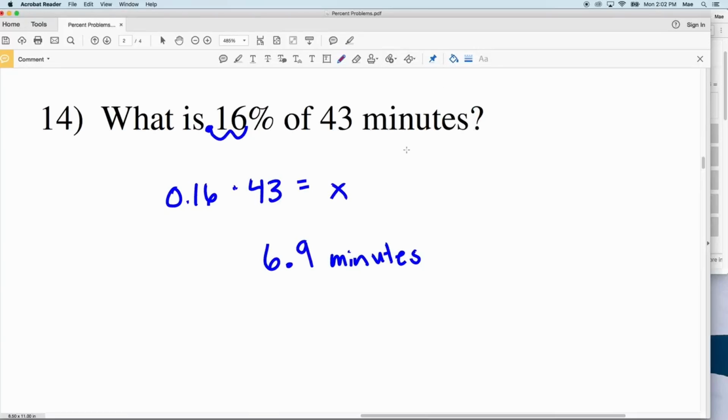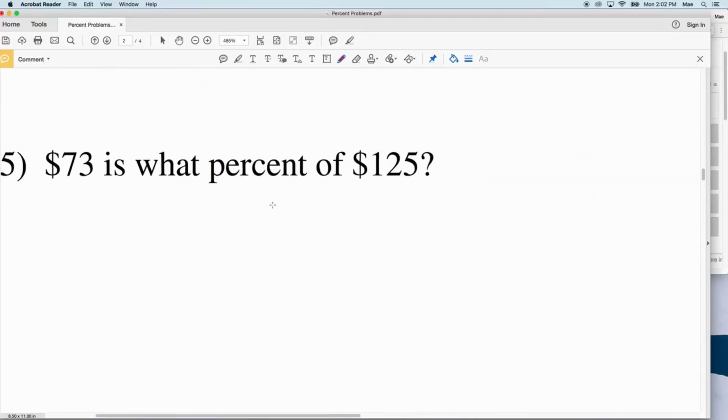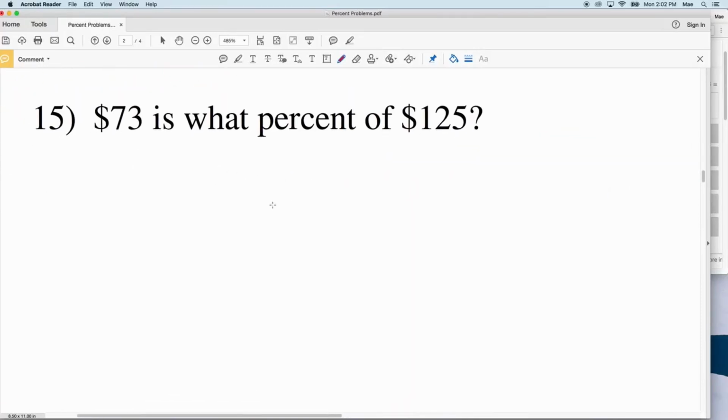So 6.9 minutes is 16% of 43 minutes. And number 15, it says $73 is what percent of $125? So our percentage is now the unknown. So the decimal for that percent is going to be x.